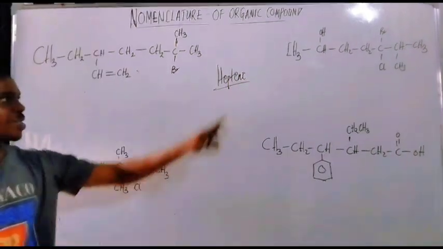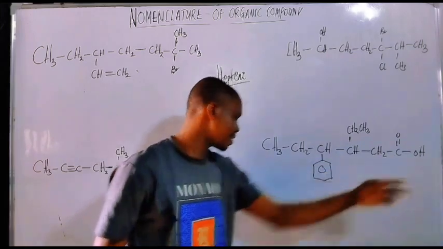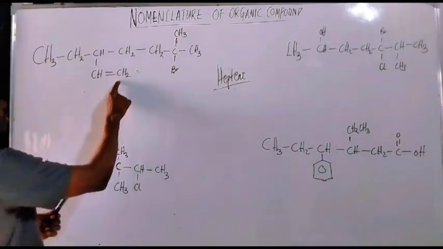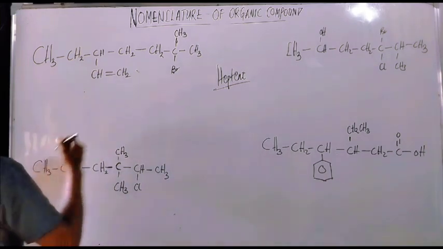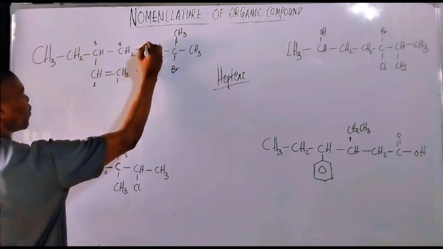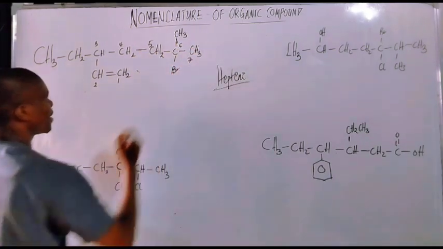What is this called? Heptene. Remember, this is OH, this is a carboxylic acid. We want to name all these things. Heptene, right? Now, of course, I want to start from here because here you're going to have carbon 1. So it'll be 1, 2, 3, 4, 5, and 6, and 7, right?